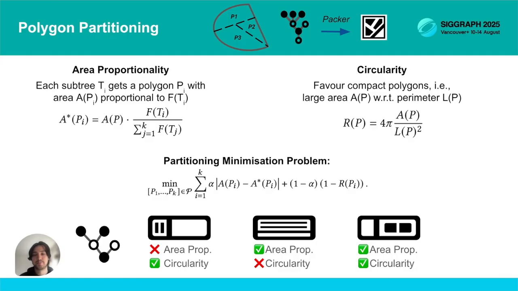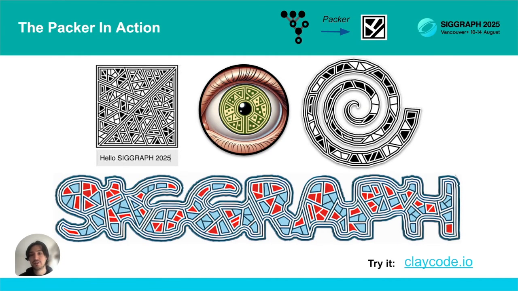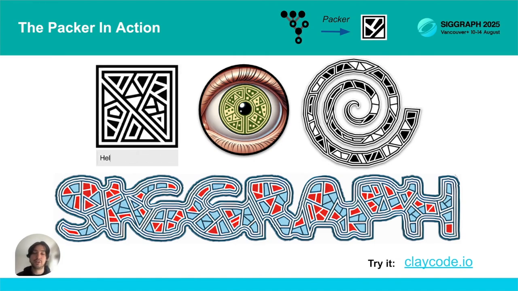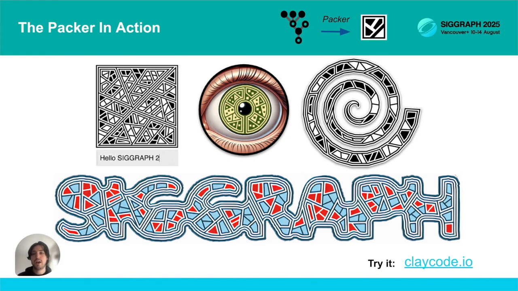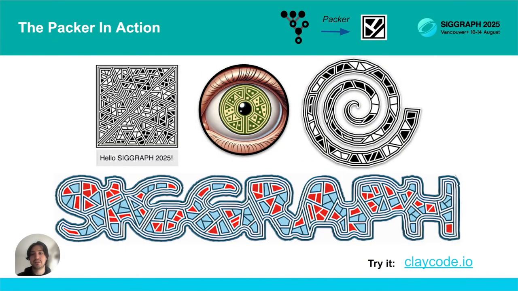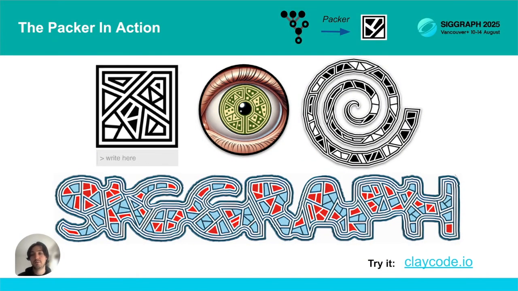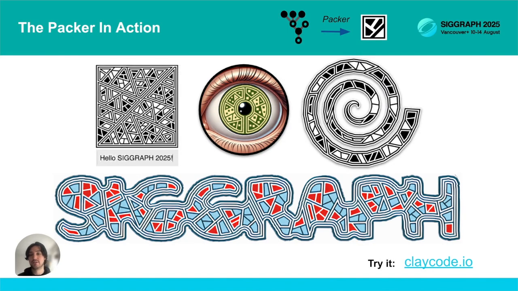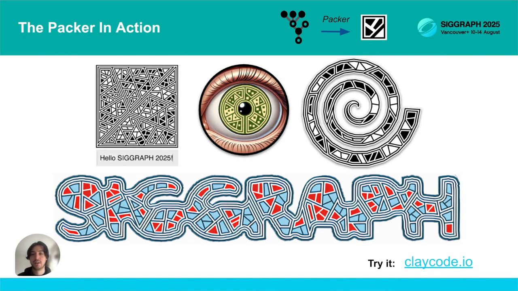So here you see some examples of the packer in action. Everything you see has been generated with this algorithm. And on the top left, you even see the algorithm running. This is real time and it's unmodified. So if you go on claycode.io, you can see it working in the exact same way.